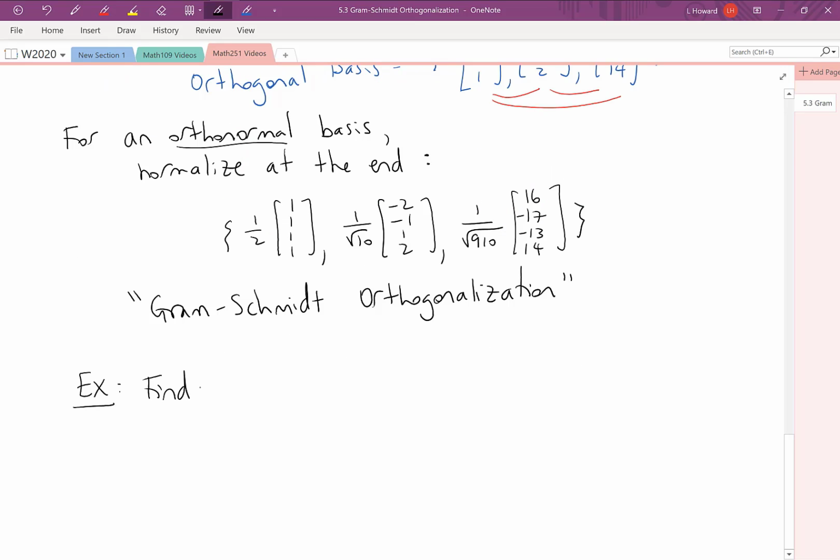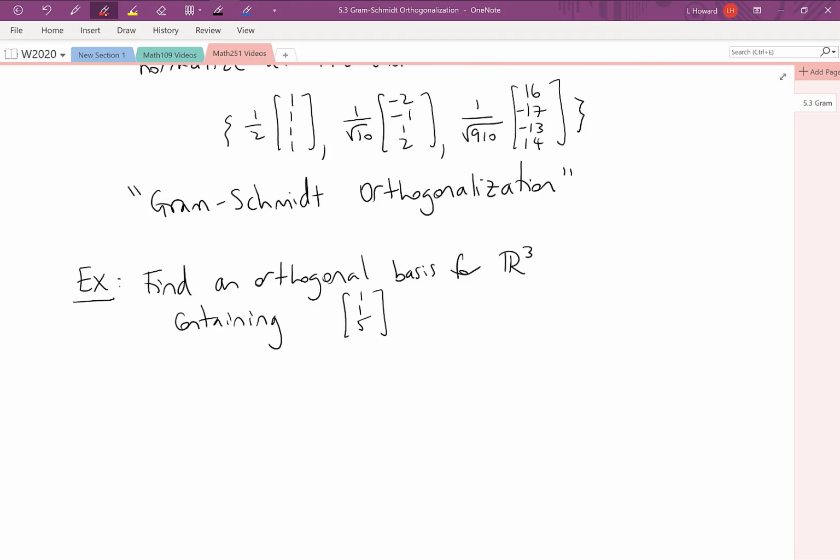Let's find an orthogonal basis for R3 containing the vector 1, 1, 5. Okay, so the trick for this problem, see, in this problem we don't have a set of vectors to start with, so we're going to need to find our starting point. So let's start with any basis for R3 that contains that vector 1, 1, 5.